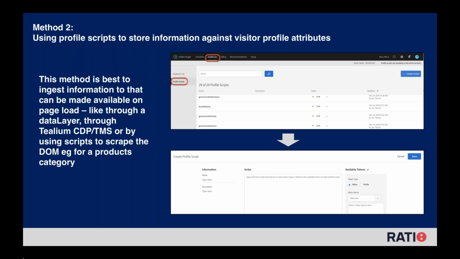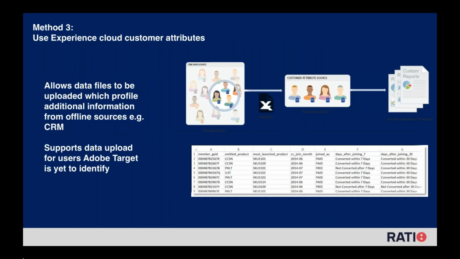And so there are other methods to upload data to Adobe Target relating to specific visitors. One of them is that we can use Experience Cloud customer attributes. So what you can do here is create a data file which contains additional information about a specific set of visitors, such as what might be contained within CRM, or that you might be getting through propensity modeling from your data science team, if you're lucky enough to have such a team.